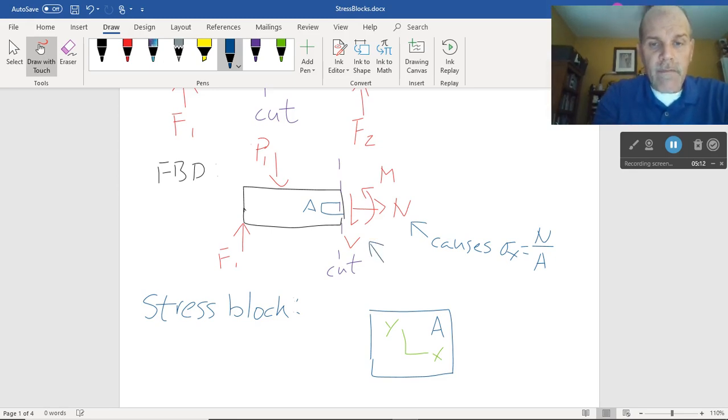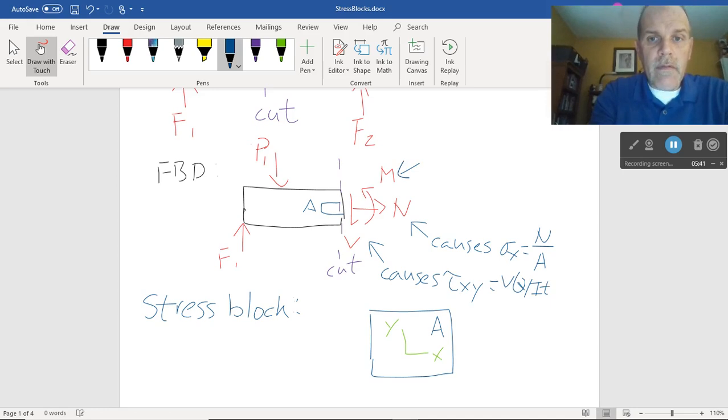V is going to cause a shear stress. We'll call it tau xy. Why is it tau xy? Because it's going to be a y-facing force. The shear force V is definitely in the y direction, and it's on that same plane whose perpendicular is x. So I'm going to have tau xy, and that's going to be VQ over IT.